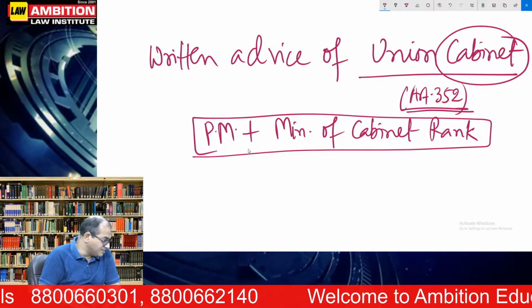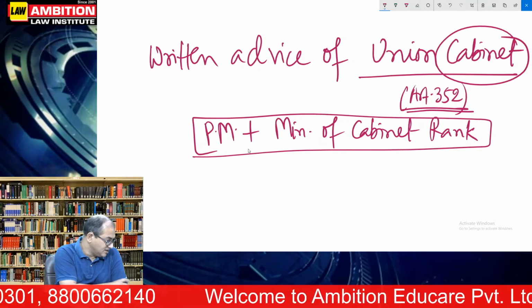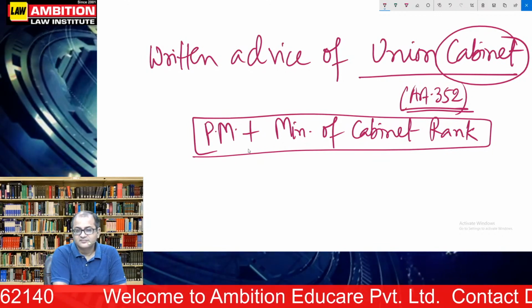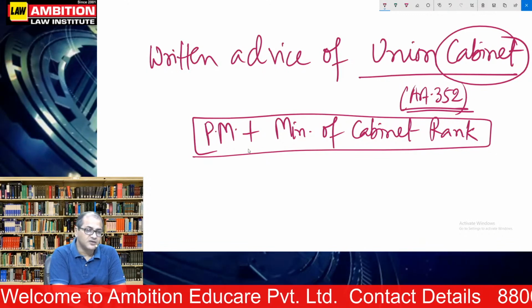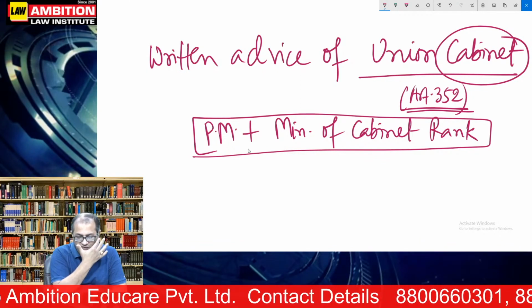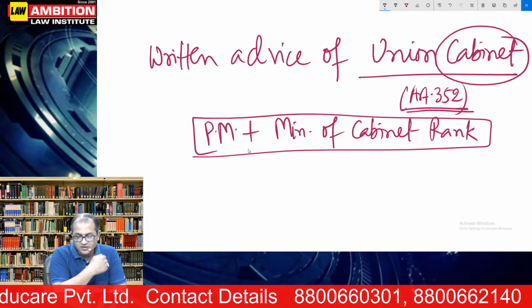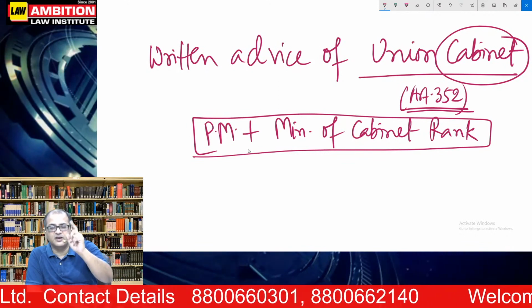Now it says further provided: when this proclamation is issued when House of People is not in session. Now this is interesting. House of People is not in session, and Rajya Sabha approves it within 1 month. Time for approval for both houses is 1 month.